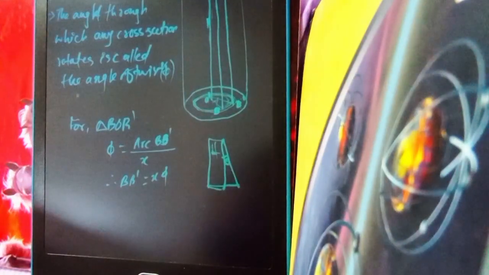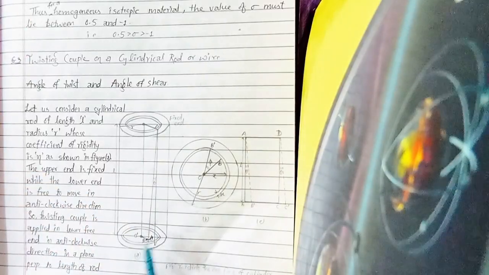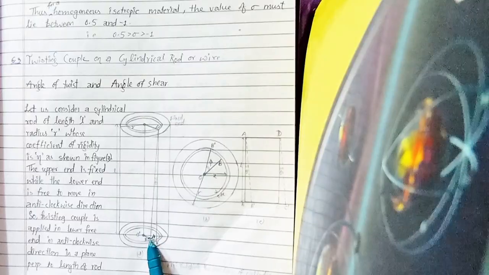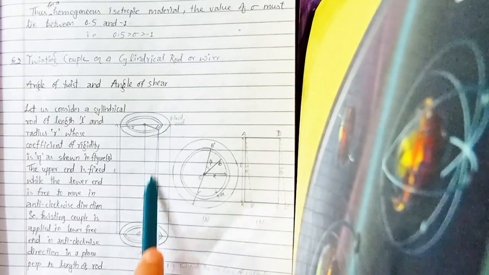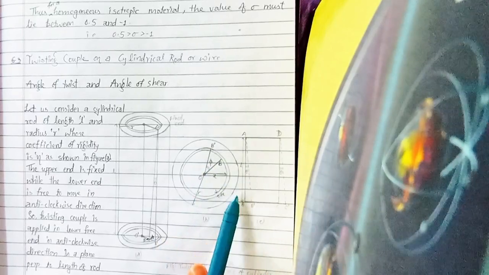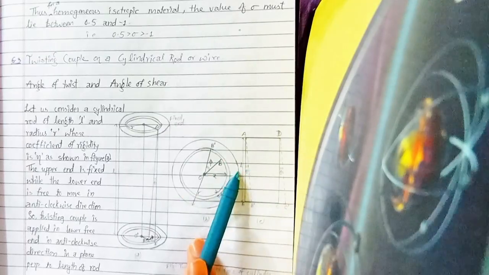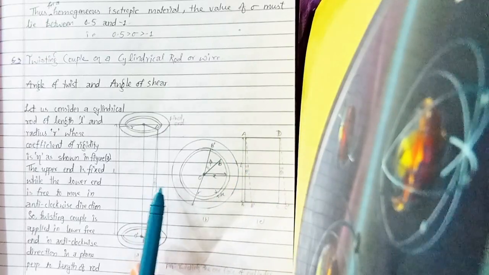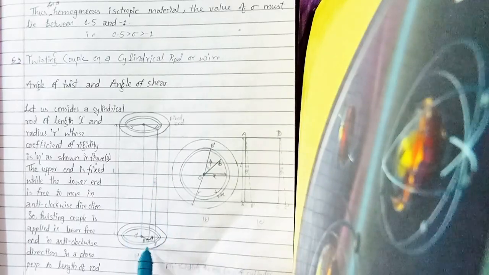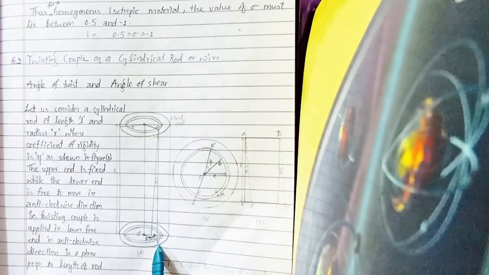Another triangle we are going to take is BAB dash. We will take two triangles. We took phi as the angle of twist in this triangle, and now we take this other triangle. This is for the angle of twist, and now this is for the angle of shear. For BAB dash, this is also arc upon radius. Angle is equal to arc upon radius. The angle is theta, the arc is BB dash, and the radius is our length.